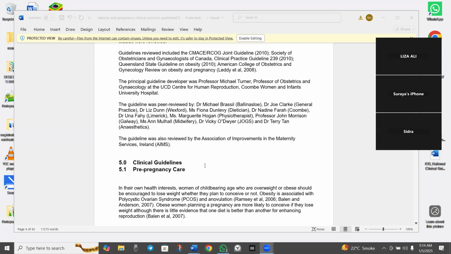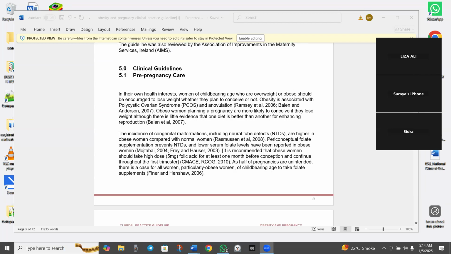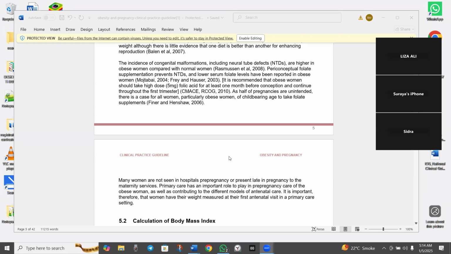And the most important thing is their pre-pregnancy. I already told what we have to do. Okay, what's needed for the pre-pregnancy.